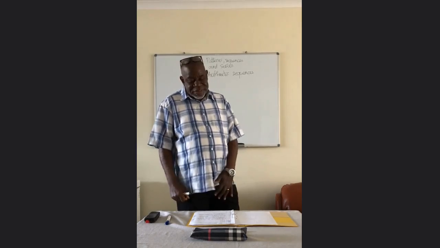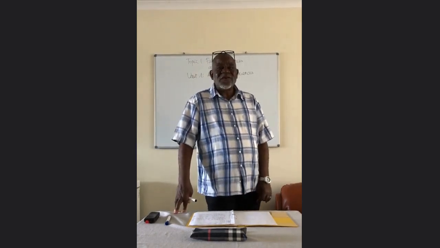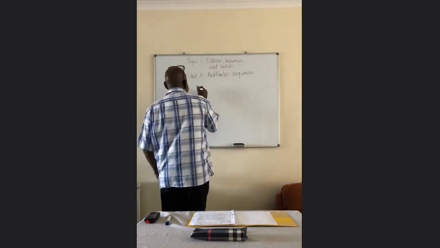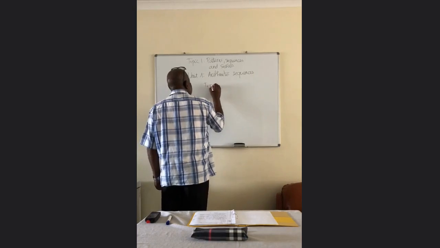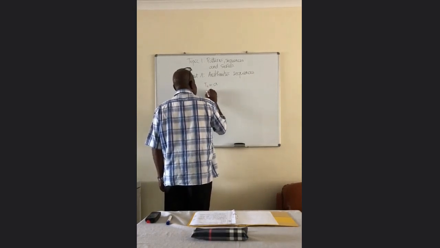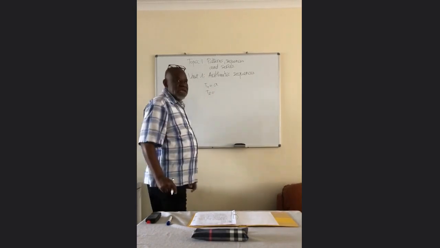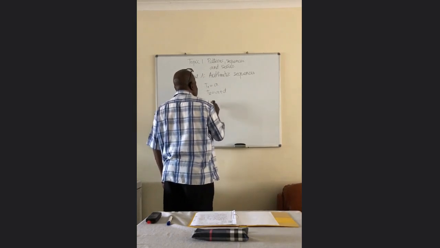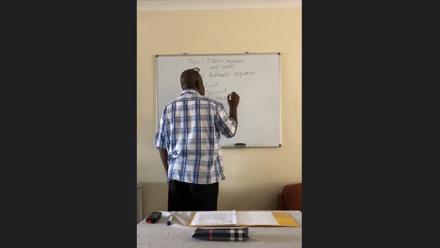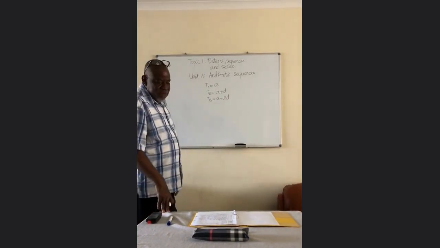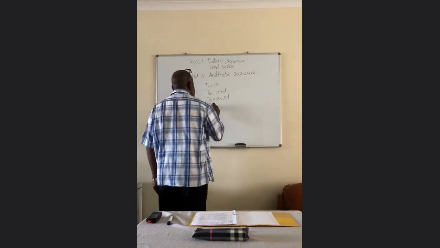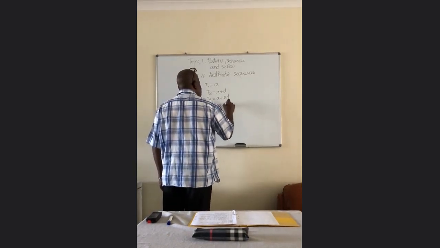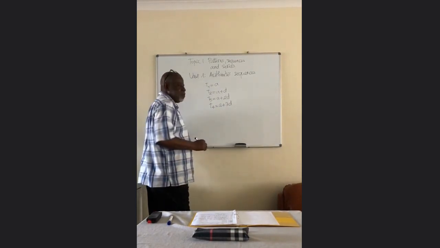So in general, we define an arithmetic sequence as follows. T1 is equal to A. T2 will be equal to A plus D. T3 will be equal to A plus 2D. And if I can also take T4, T4 will be equal to A plus 3D.